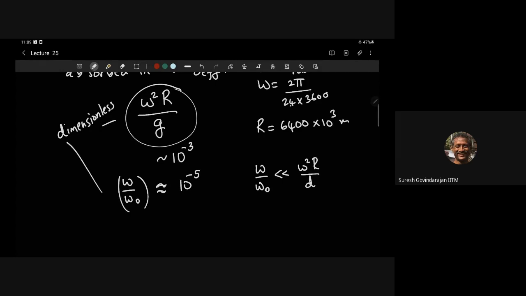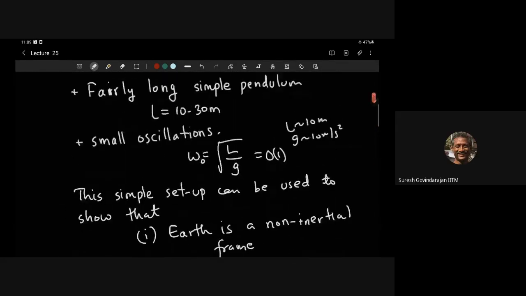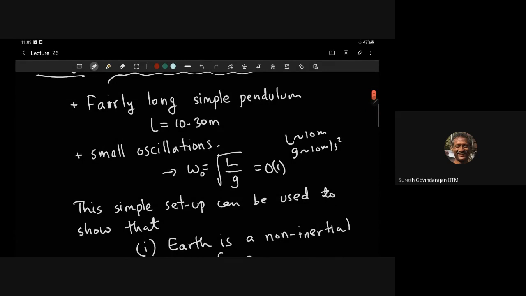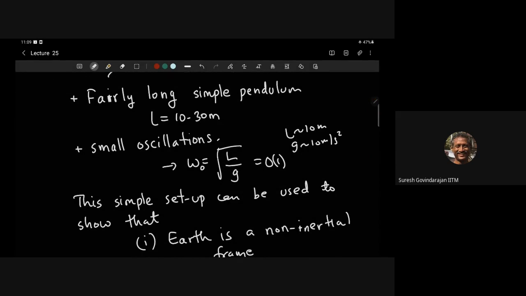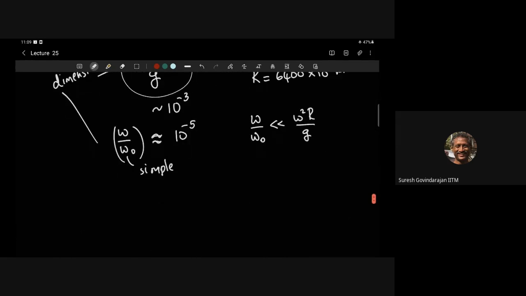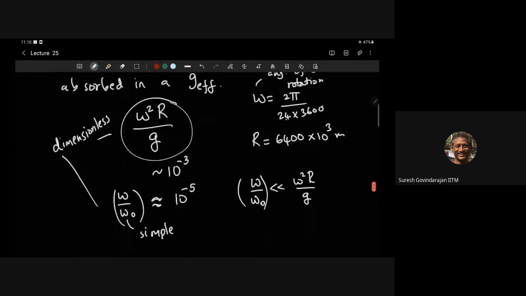Sir, omega naught is for the pendulum? Yes, the simple pendulum. I defined it just here. L is of the order of 10 meters and g as well, we are just doing an order of magnitude estimate. Omega squared R by g is larger than that. I just want you to see that there's a dimensionless quantity in the story. These are the order of magnitude things that we want to do.